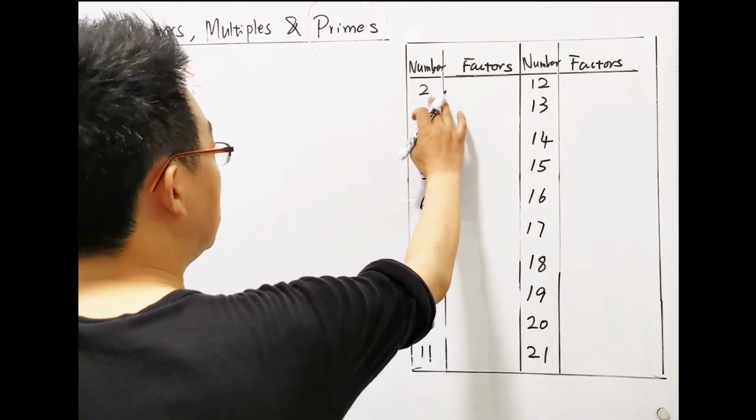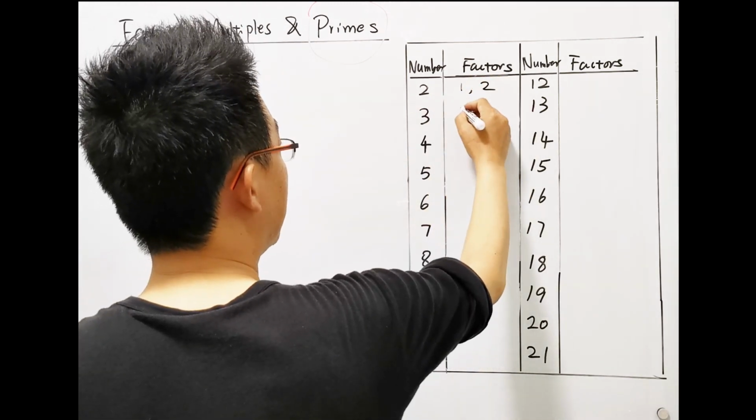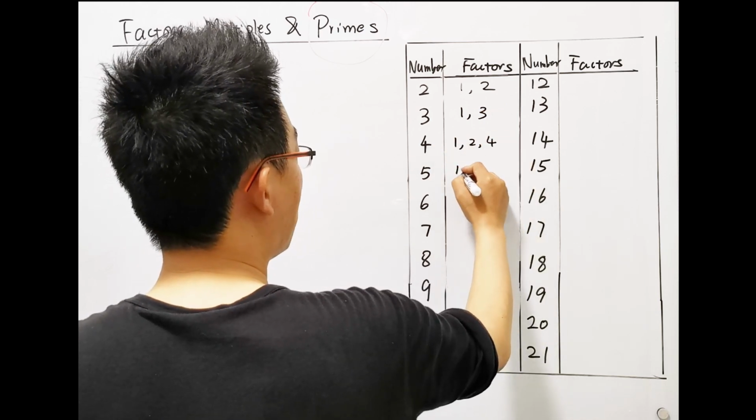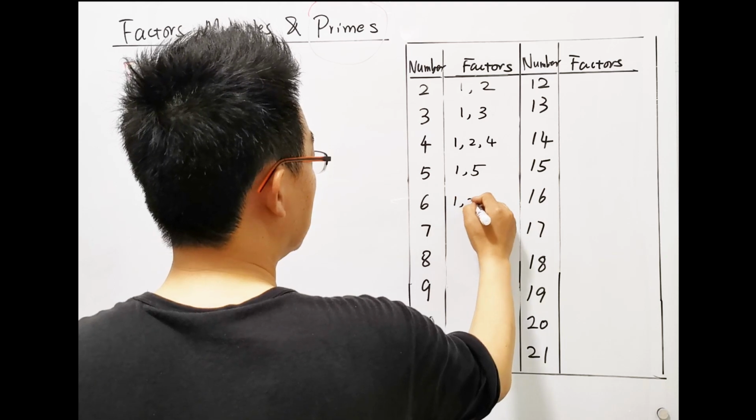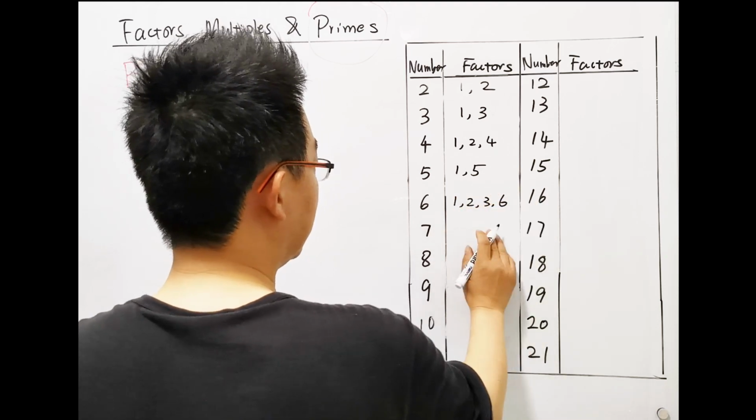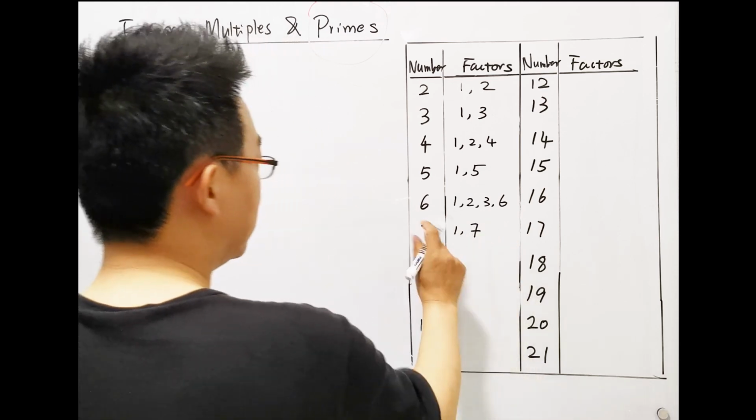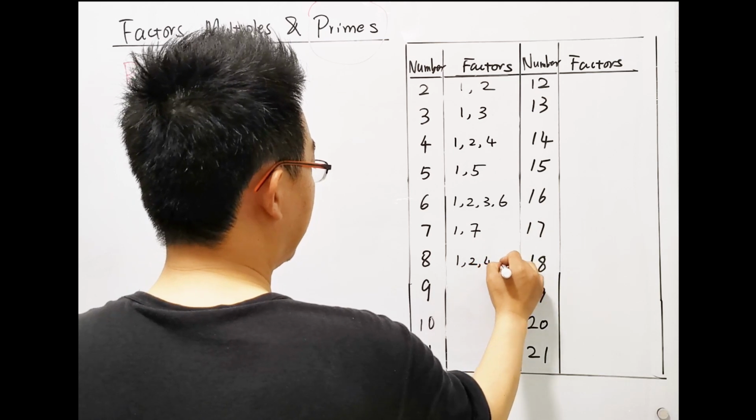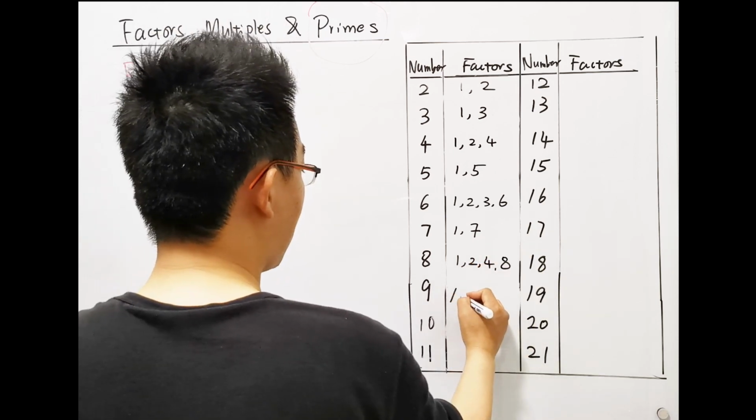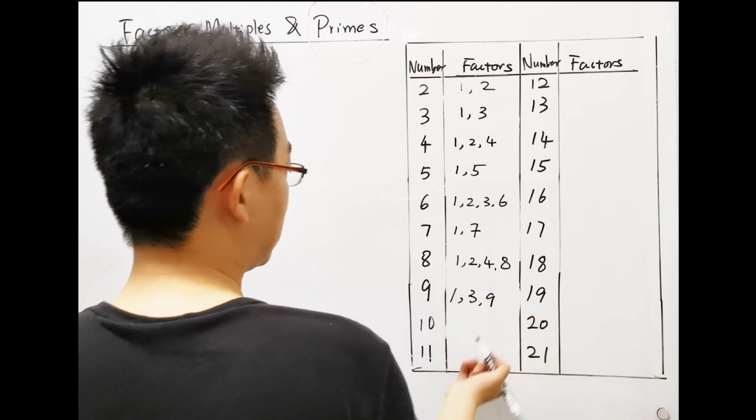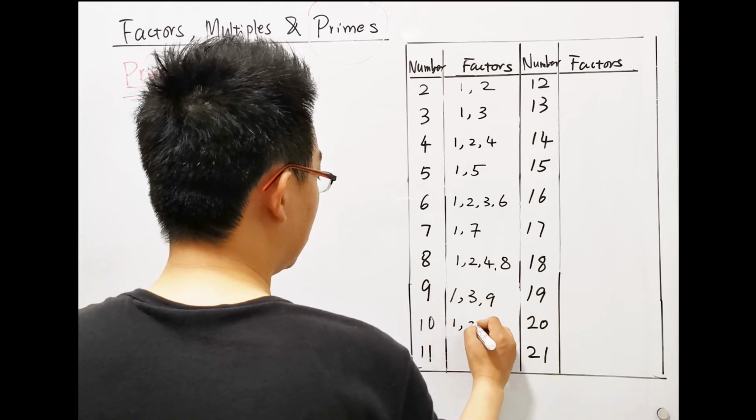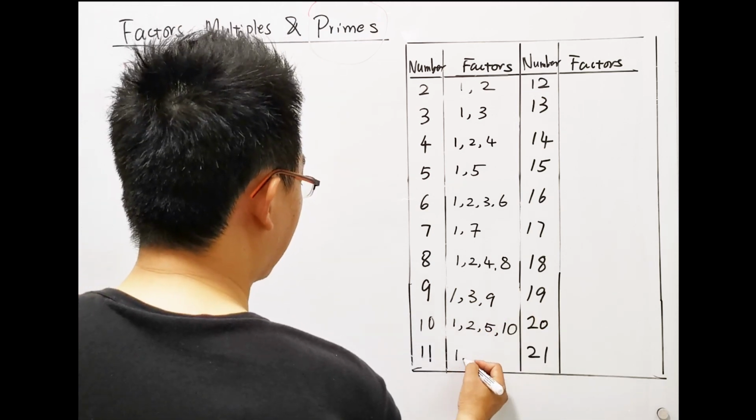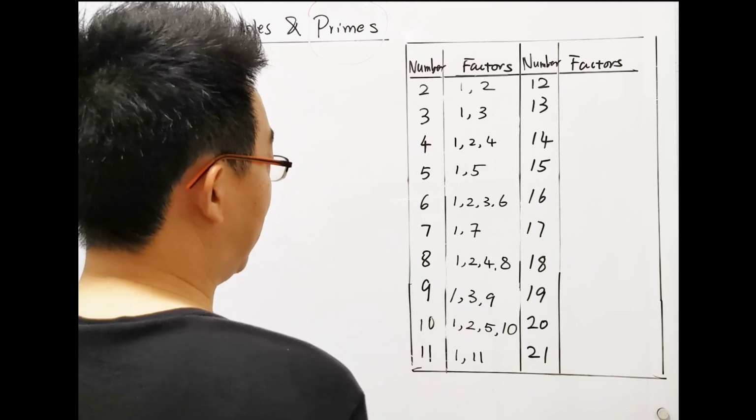For example, 2 we have 1, 2. 3 we have 1, 3, right? 4 we have 1, 2, 4. How about 5? 5 has 1, 5. 6 we have 1, 2, 3, and 6, right? 7 we have 1 itself, 1, 7. How about 8? 8 we have 1, 2, 4, and 8. How about 9? 9 we have 1, 3, and 9 itself, right? How about 10? 10 we have 1, 2, 5, and 10, right? How about 11? 11 we have 1 and 11 itself, right? We don't have any other factors.